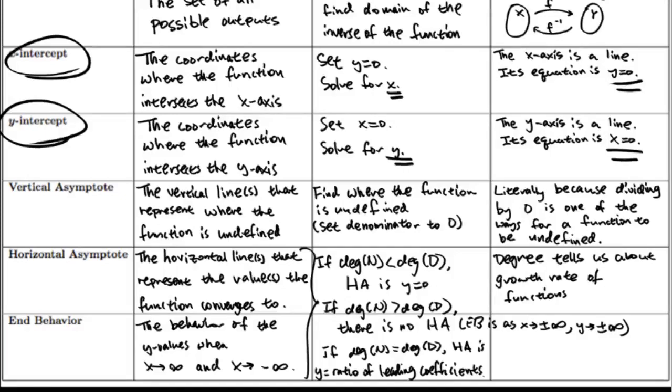So remember, degree is basically just the highest power. So if you had something like x to the 7th power minus x cubed plus 2x minus 1, the degree is 7. So, deg, that's short for degree here. Degree of the numerator and the denominator, you're just going to compare those two.